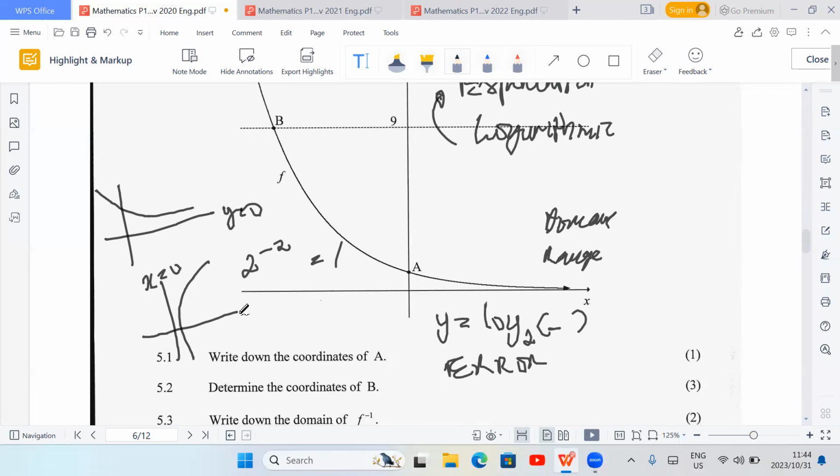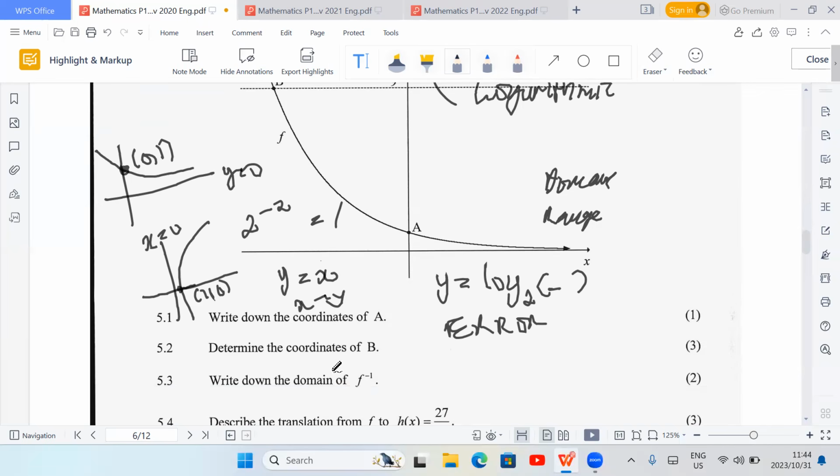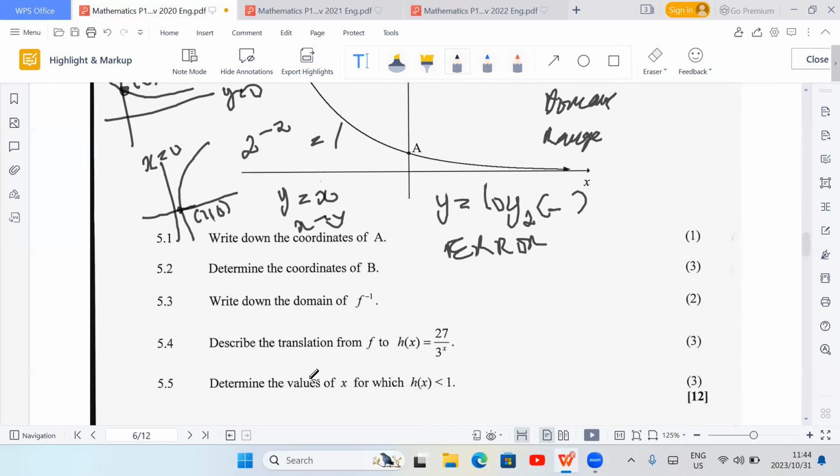So if this is an inverse, for example, if you have a coordinate here (0; 1), then we know that the coordinate in here must be (1; 0), because it's the inverse. Remember, inverse means y must be equal to x and x must be equal to y. So know how to write that equation to change the exponential graph to a logarithmic graph using y equals x. And then now you can determine the domain for that.